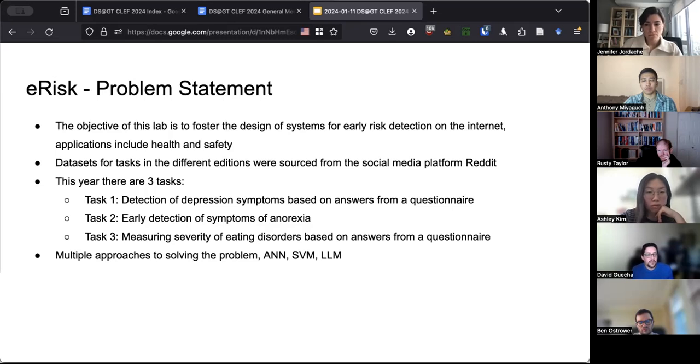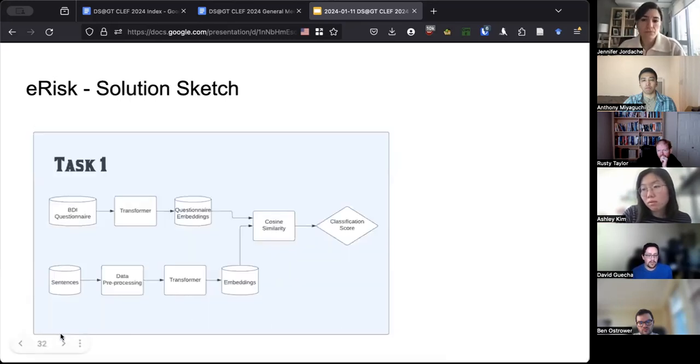The third task is similar to the first one. There's also a questionnaire that needs to be answered that has symptoms of eating disorders. What I like about this lab in particular is that most of the teams that I read that submitted papers took very different approaches to solve the problem, and we have support vector machines, large language models, and neural networks, among others. So there are opportunities to explore.